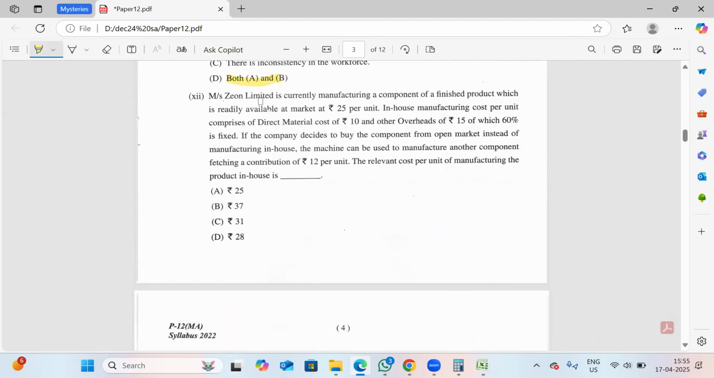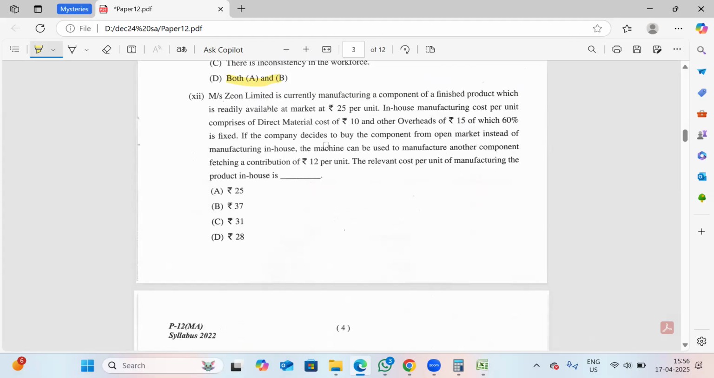Xeon Limited is currently manufacturing a component of a finished product which is readily available in the market at 25 rupees per unit. In-house manufacturing cost per unit comprises direct material of 10 rupees and other overheads of 15 rupees, of which 60% is fixed. So what we have readily available in the market is 25. In-house manufacturing cost is 10 and 15. Out of 15, 60% is fixed, they have told.